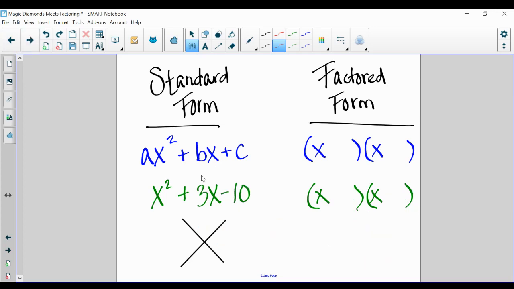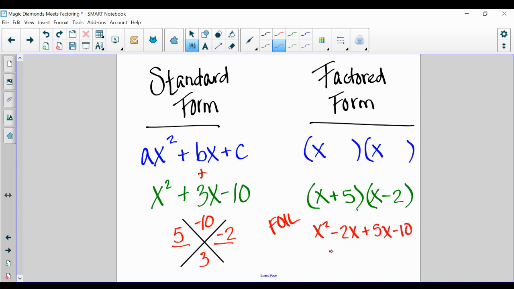Let's do another one. So remember, the B is your sum, so 3 goes on the bottom, and C is your product, so negative 10 is going to go on the top. So I'm going to have 2 numbers here. This is going to end up being 5, and this is going to be negative 2. So when I fill it in, I'm going to have x plus 5 and x minus 2. Again, we could FOIL to double check, and I would get x squared minus 2x plus 5x minus 10, which ends up as x squared plus 3x minus 10.